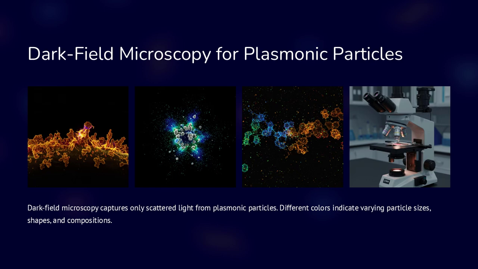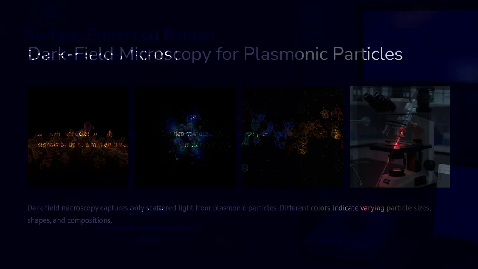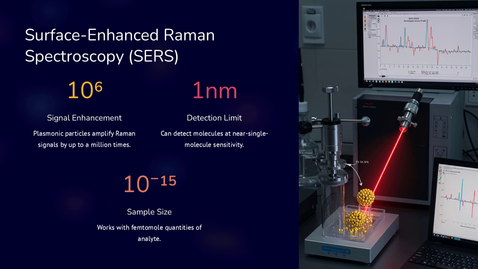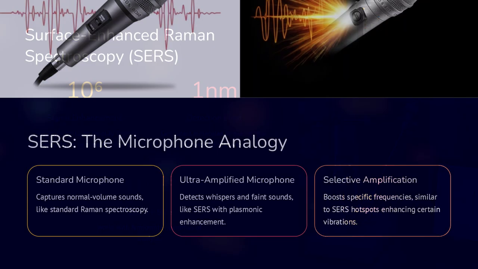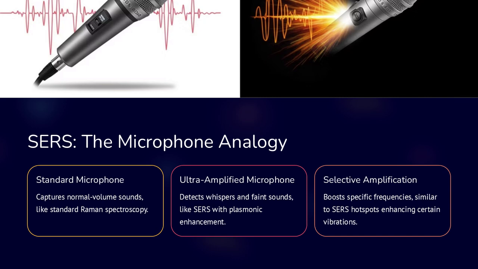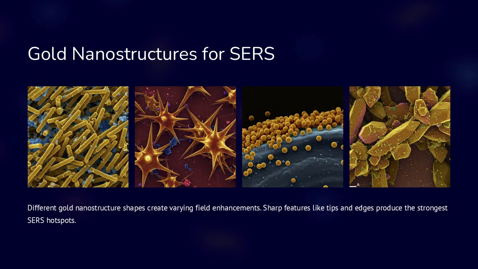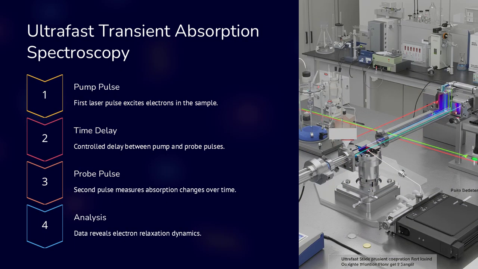ARPES involves shining ultraviolet or X-ray light on the sample to eject electrons, and then measuring the energy and momentum of these electrons. This process helps map out the electronic band structure, revealing the characteristic surface states that are protected by the material's topology. By analyzing the dispersion relations, scientists can confirm whether the surface states are robust against perturbations, a signature of topological insulators.